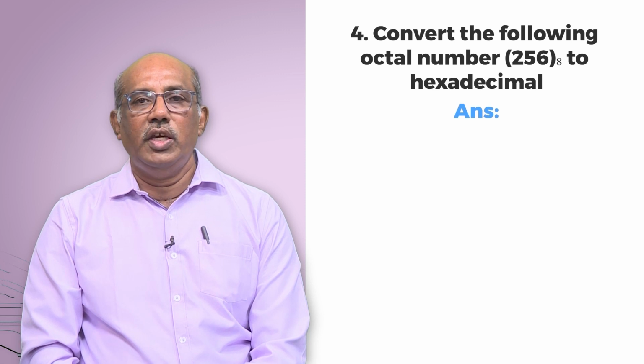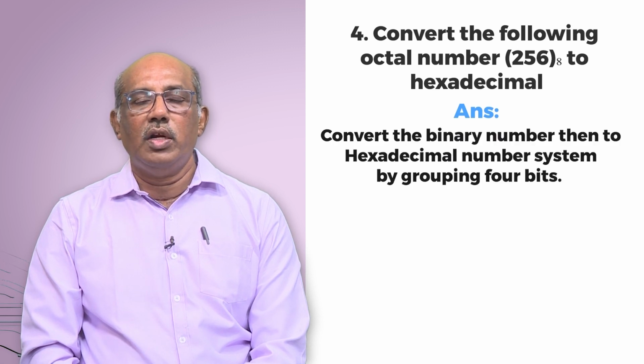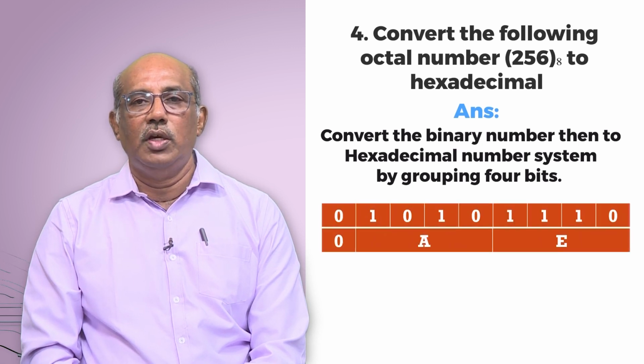Our question is to convert the octal number to hexadecimal number. So, what we have done, we have already converted the octal number to the binary number. Now, we will convert the binary number to the hexadecimal number. Here what we have to do? We have to group it into 4 bits. So, what we have done? We have grouped the 4 bits starting from the rightmost bit.